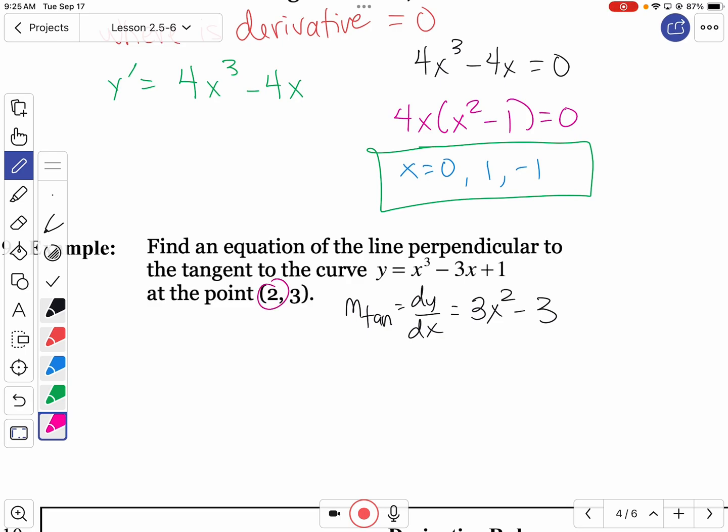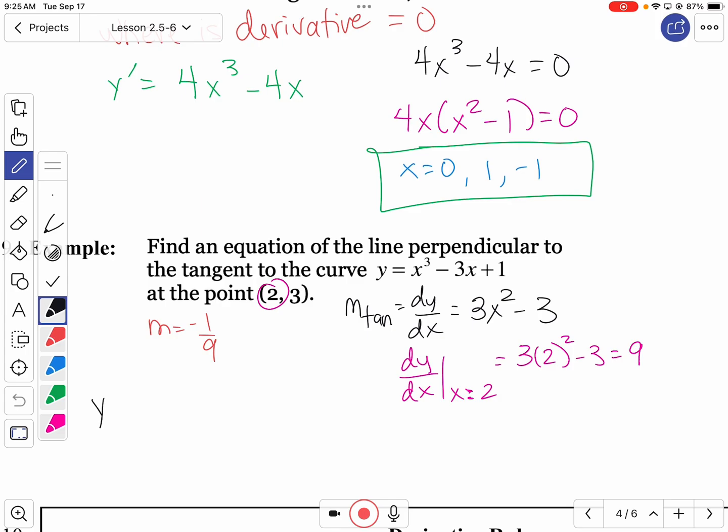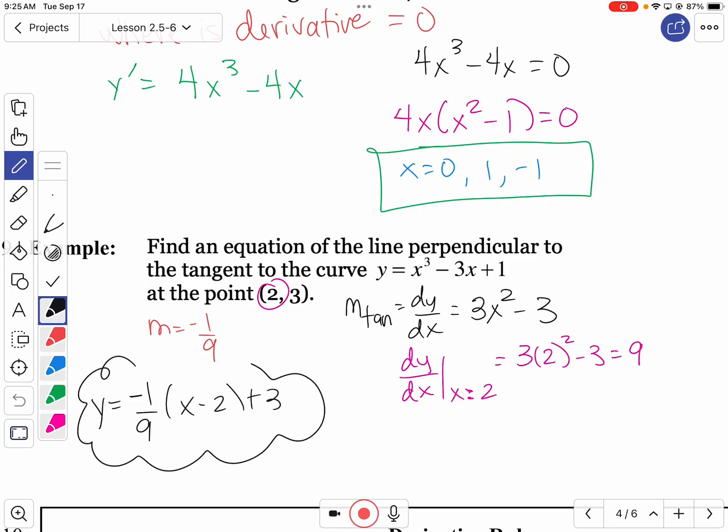At 2. So I'm going to evaluate my derivative at x equals 2. There's another way to write that notation: they do that bar and then x equals 2. So I want to show you all of those. 3 times 2 squared minus 3, so 12 minus 3, which is 9. And so what's going to be the slope of my perpendicular? Negative 1 over 9. And now we're just going to write our equation. y equals negative 1 over 9 times (x minus 2), and then plus 3 using that point that they gave me.